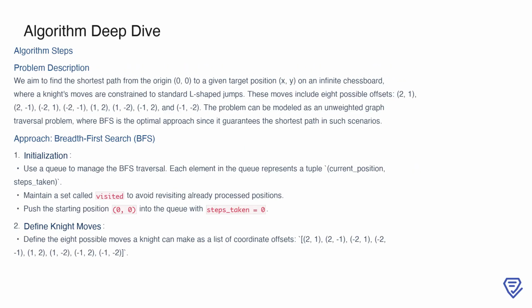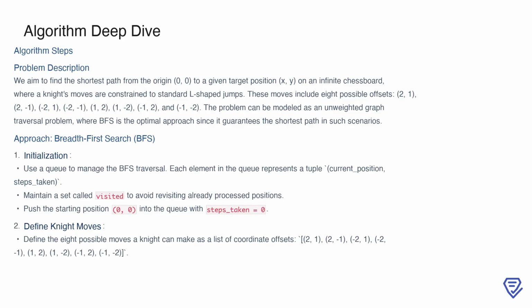To solve the problem of determining the minimum number of knight moves required to reach a target position on an infinite chessboard, we can model the chessboard as an unweighted graph where each position is a node. The knight's unique L-shaped movement allows it to jump to one of 8 possible positions from its current location. Given that we are tasked to find the shortest path from the origin to the target, breadth-first search, or BFS, is the optimal choice. This is because BFS systematically explores all nodes at the current distance before moving to the next layer, ensuring the shortest path is found.